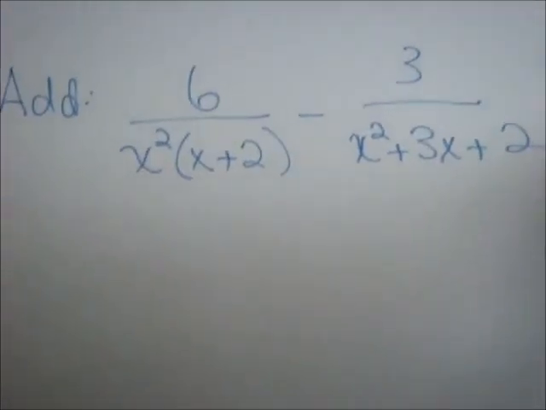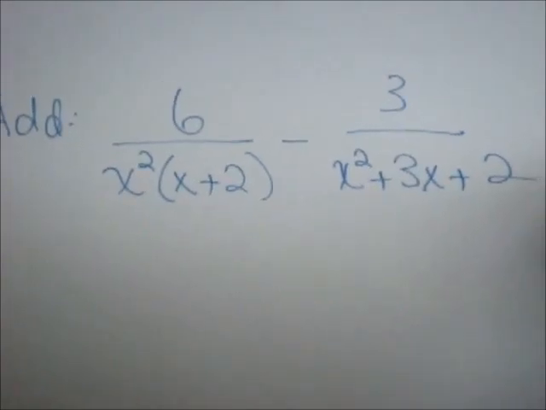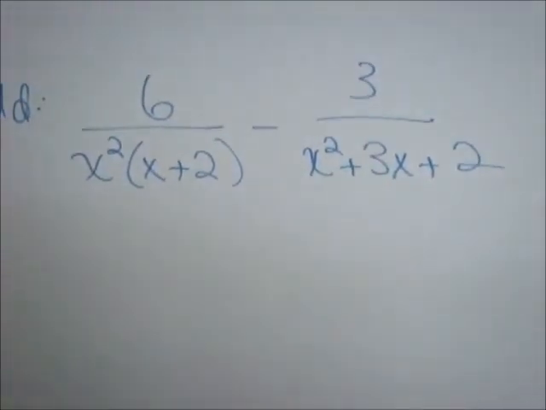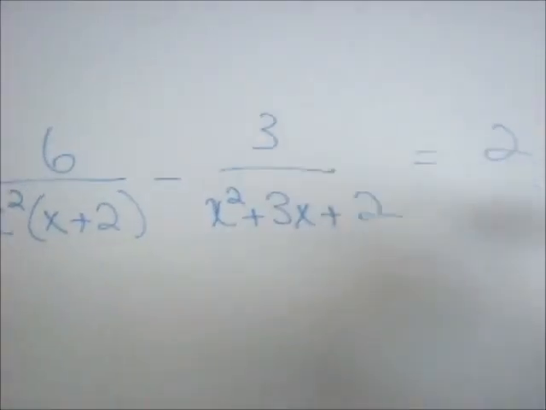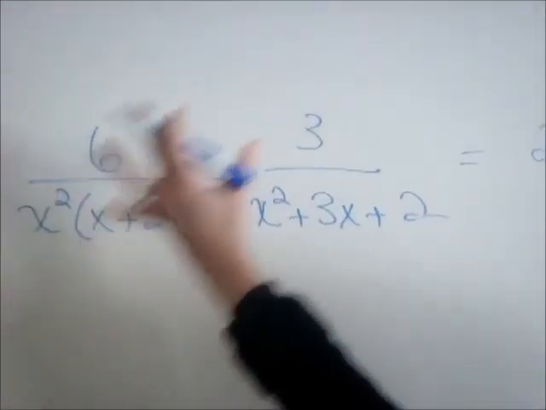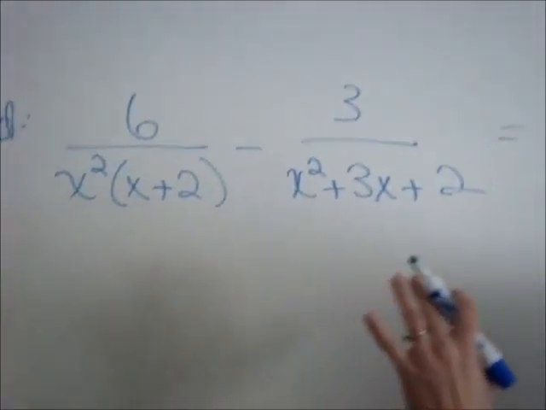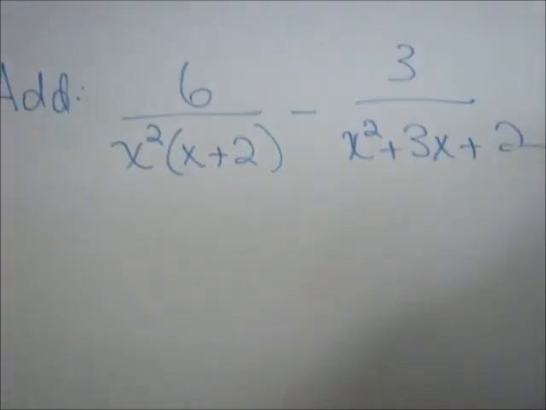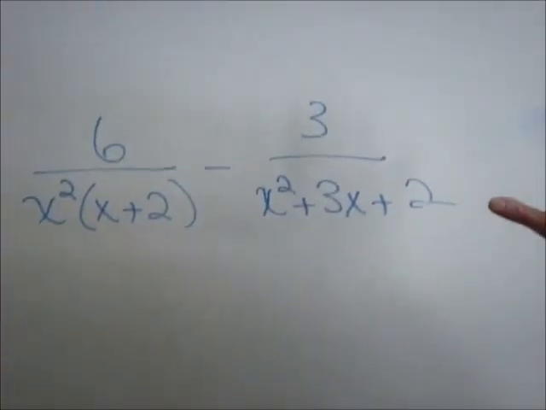Okay, 18, add. These are two fractions. We cannot eliminate the fractions because it's not an equation. If it would have had something like equals 2 over here, we could have multiplied everything by the common denominator and eliminated the fraction. But it's an expression, not an equation. So we have to find a common denominator.